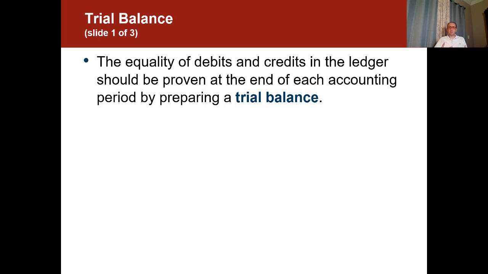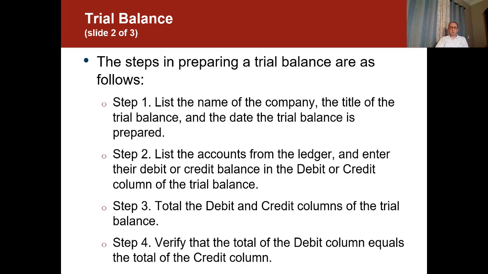So it's a statement that verifies that the transactions were recorded properly in the journal and the ledger. As it says here, the equality of debits and credits in the ledger should be proven at the end of each accounting period by preparing the trial balance. So the steps in preparing a trial balance are as follows.